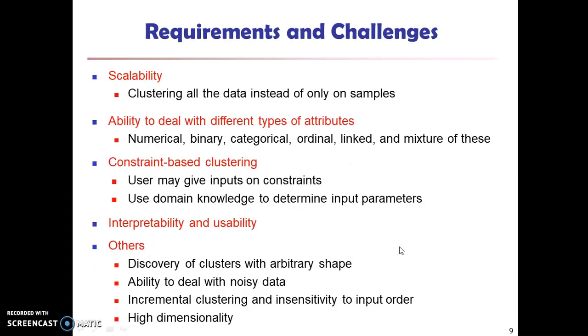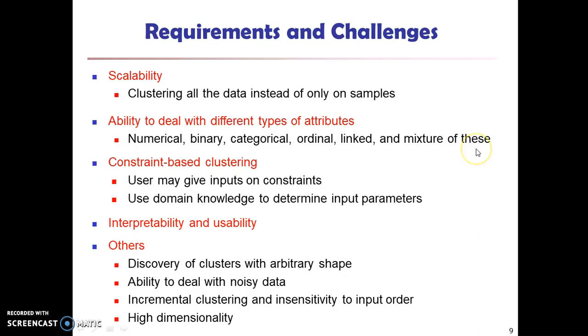And what are the requirements and challenges of cluster analysis? Here, scalability is one of the very important requirements: clustering all the data instead of only on samples. When we have a large amount of data, we need to cluster all the data instead of going for only sampling. And the ability to deal with different types of attributes: numerical, binary, categorical, ordinal, link, and mixtures of these.